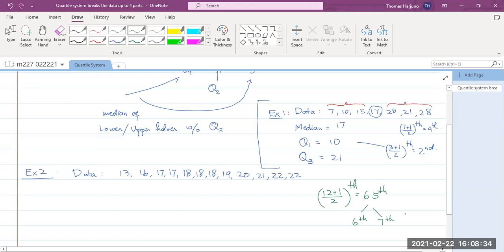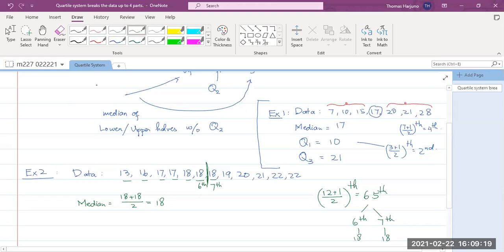This is to find the position. Okay. Data number 6 is 1, 2, 3, 4, 5, 6. So data number 6 is 18. Data number 7 also 18. This is the 6. This is the 7. And the median is right in between. So the median is, remember, if the median is between two numbers, you need to write it as the average of two numbers. Right? So 18 plus 18 divided by 2, that's equal to 18. That's the median.